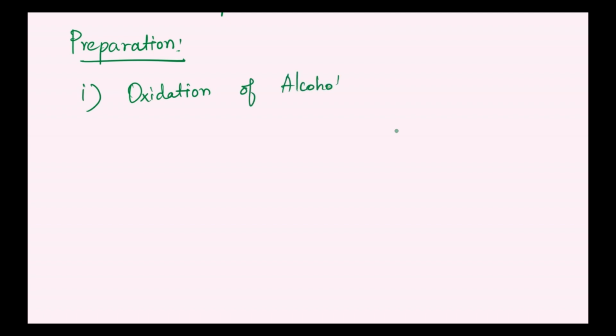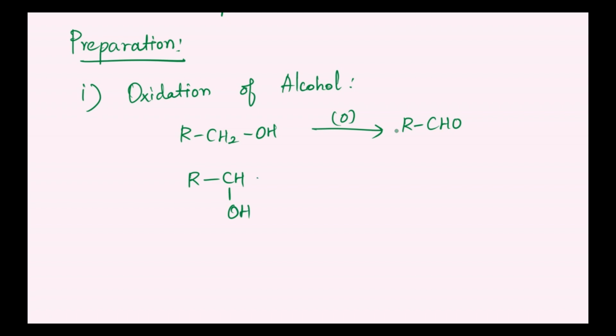Let's see the preparation first. First method, the well-known method, is from alcohol, by oxidation. Oxidation of alcohols. I already told you, if you are oxidizing a primary alcohol, you will end up with an aldehyde with the same number of carbons, and if you are oxidizing a secondary alcohol, then you will get a ketone.